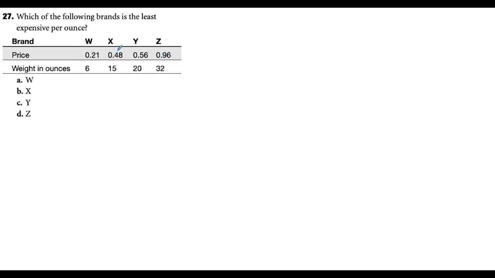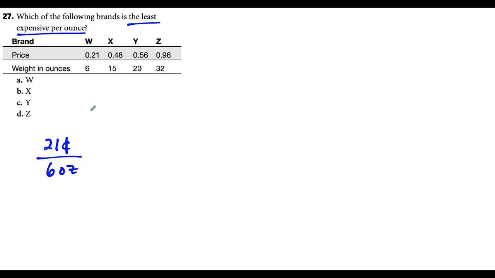All right, question 27, we have a bunch of brands and we want to know which one is the least expensive per ounce. So this is going to be a ton of division. And instead of writing $0.21, I'm just going to write 21 cents. So we'll make that a little neater. 21 cents divided by 6 ounces.